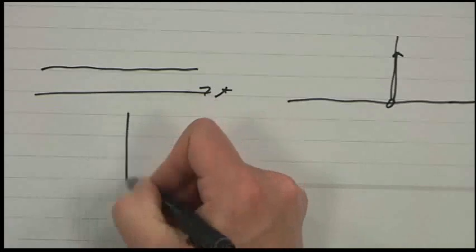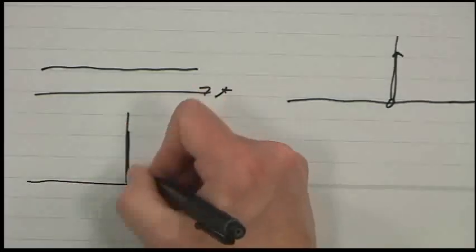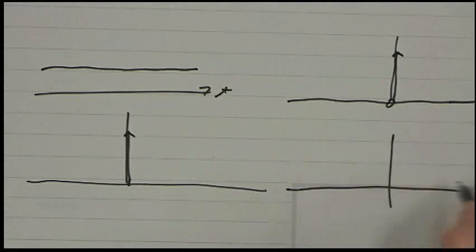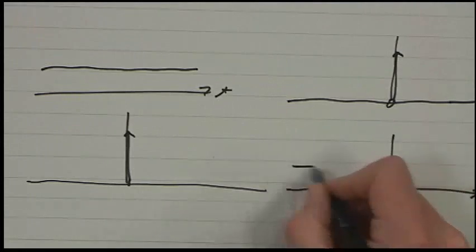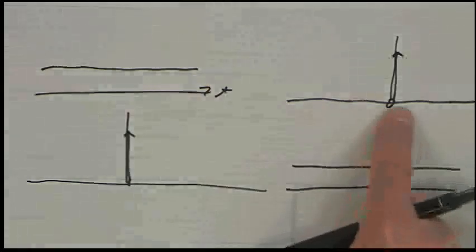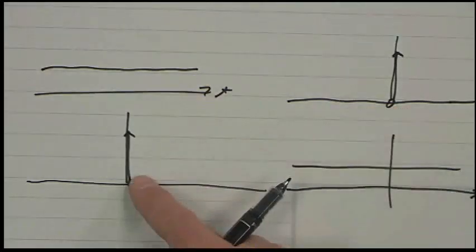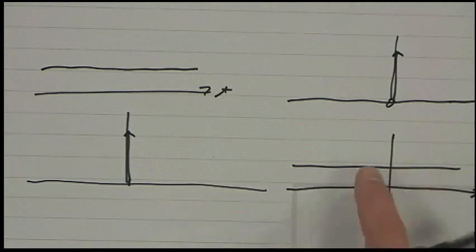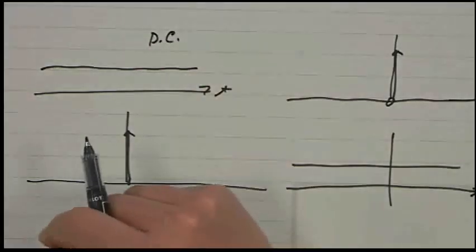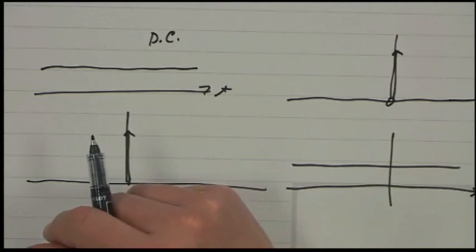And if you have an impulse in time, it contains all frequencies. So this is F. So it looks like this. The Fourier transform of a constant is an impulse, and the Fourier transform of an impulse is a constant. And this is sometimes called DC, or I call it DC because I'm an electrical engineer.